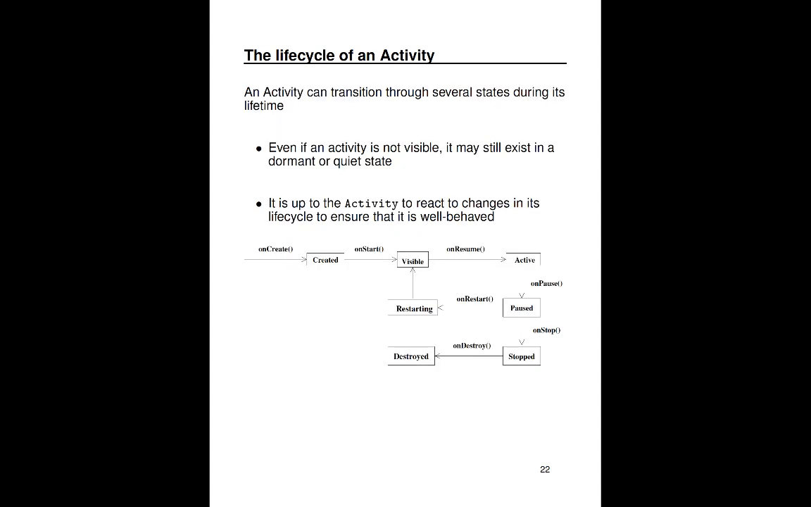So again, an activity can transition through several states over the course of its lifetime. This diagram depicts the states that an activity can go through, and with each state transition, there is that callback method that begins with the name of on that is invoked to allow the activity to respond to that state transition. One thing that's important to note, that even if an activity is not visible, the activity can still exist. It might be in a dormant state or a quiet state, and needs to be woken up again before it can interact with the user. And to reiterate, it's important that you understand this life cycle of an activity so that your activities can react to changes in their life cycle and ensure that they are well behaved.